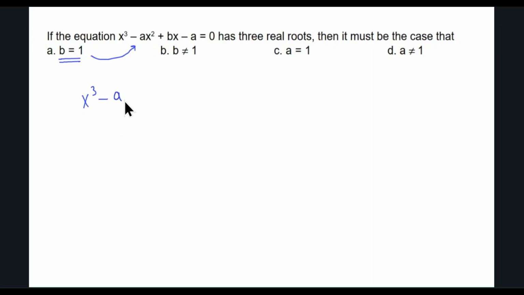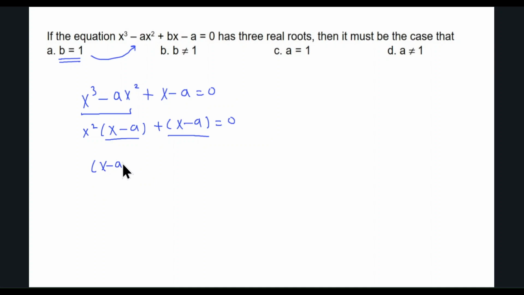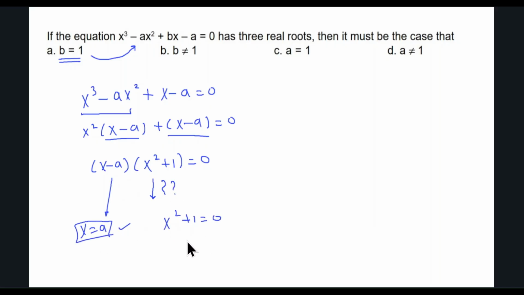x cubed minus ax squared plus x minus a should be 0. If you take x squared out from here, you're left with x minus a, and that is already x minus a, and that is equal to 0. From this entire thing, you can take x minus a as a factor, so you are left with x squared plus 1 is equal to 0. How on earth does this have 3 real roots? Not at all. Definitely x is equal to a, so that's one real root, but x squared plus 1 is equal to 0 will give you x squared is equal to minus 1. Definitely imaginary. So this is not correct.